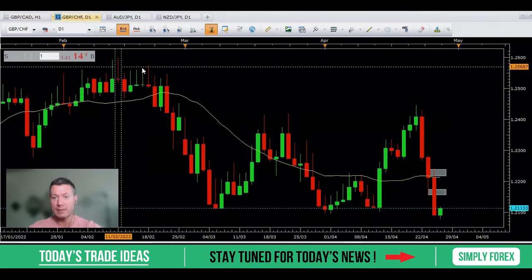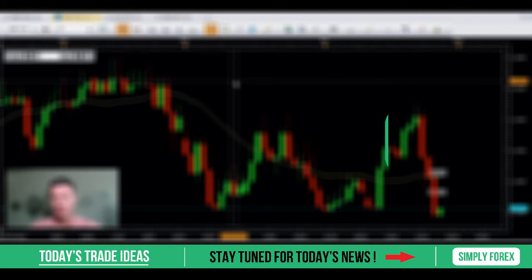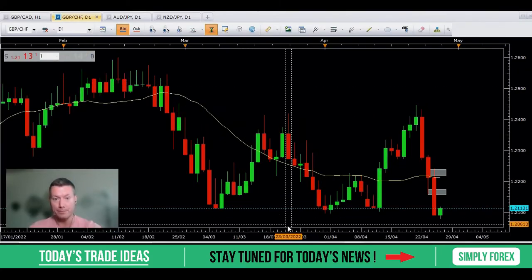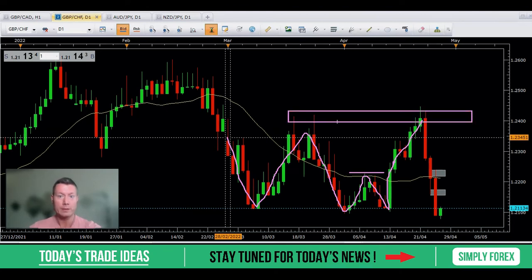Next one is the pound against the Swiss franc, and we're also looking to short this market. As you can see, guys, price came down. It was in a downtrend, came down again, tested this low again. Then this lower low was broken, and then we was in an uptrend. But again, price held on to this area of resistance, and then it has come crashing down ever since.